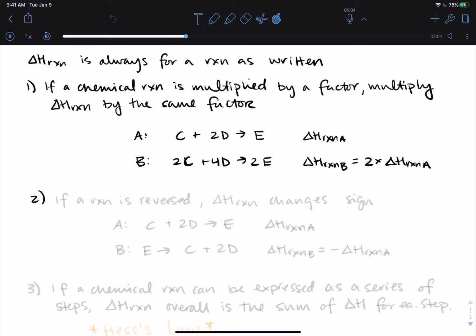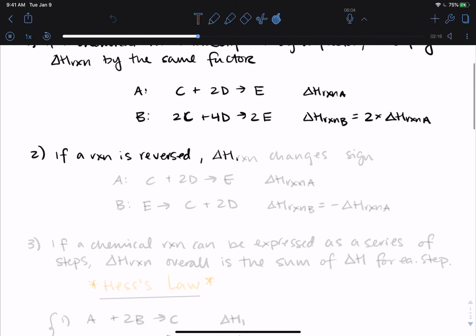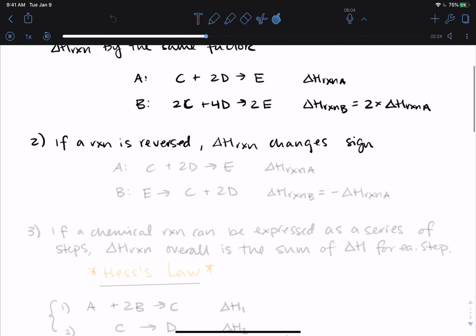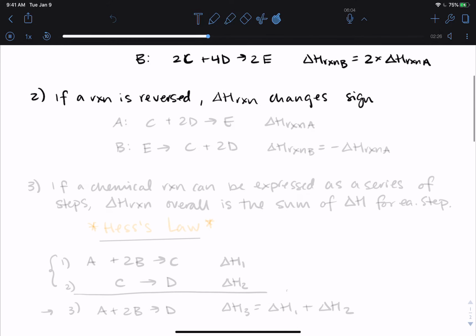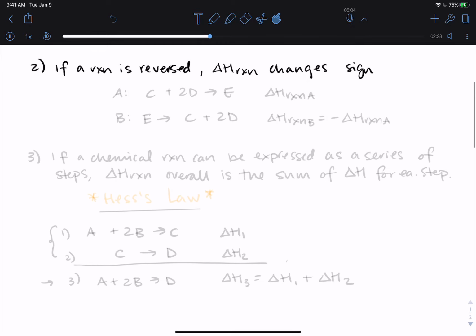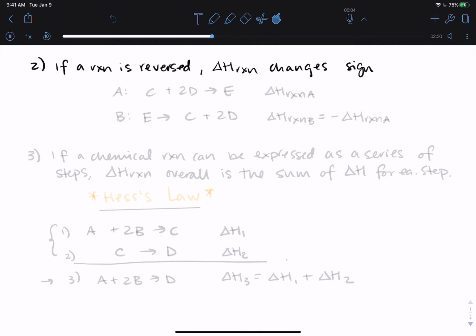All right, second rule. If a reaction is reversed, deltaH changes sign. And we've seen this with phase changes already. So the magnitude is the same, but if it was previously exothermic, when you go in the opposite direction, now it's endothermic, and vice versa.